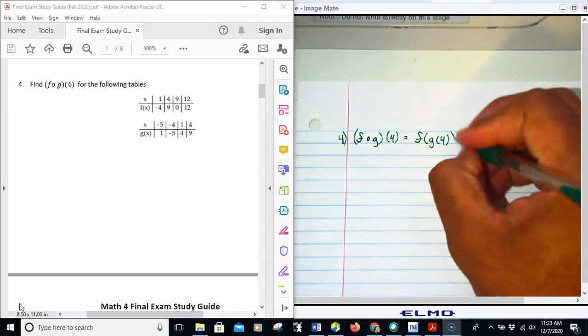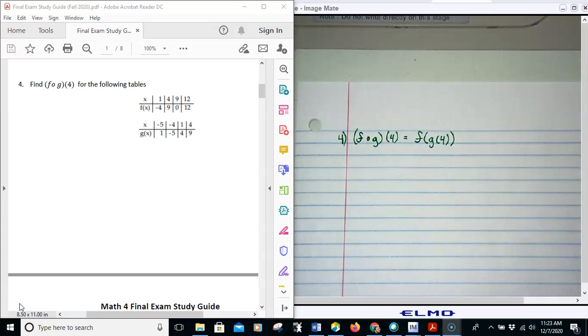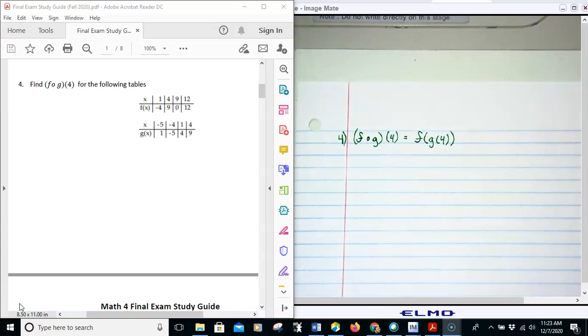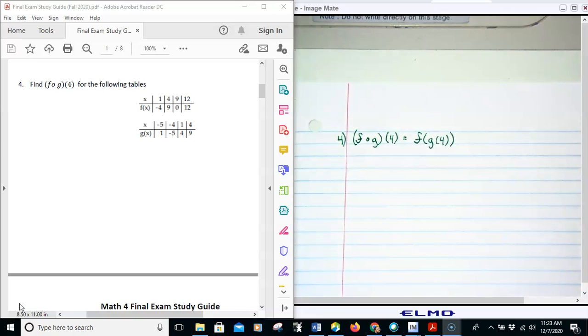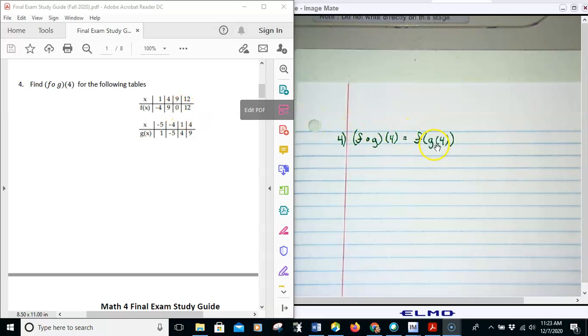We got this. All right, so for 4, it asks us to find f o g of 4, or f of g of 4. So I'm just changing it from this version to this version to make it easier to look at. And then we're going to work it out using our table. If we're talking about g of x, it means we're looking at this bottom table. If we're talking about f of x, we're talking about the top table.